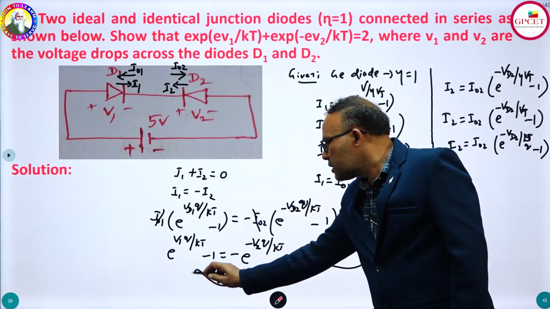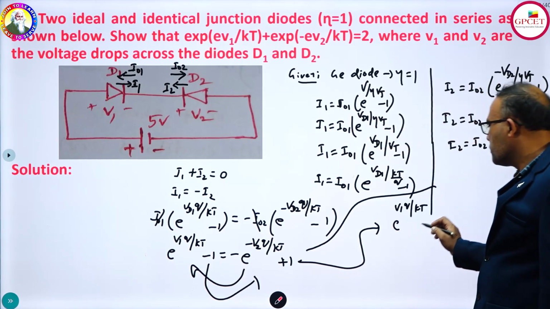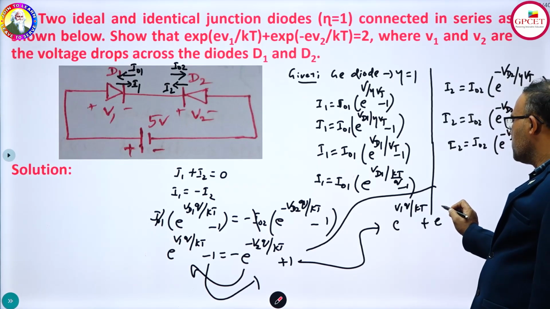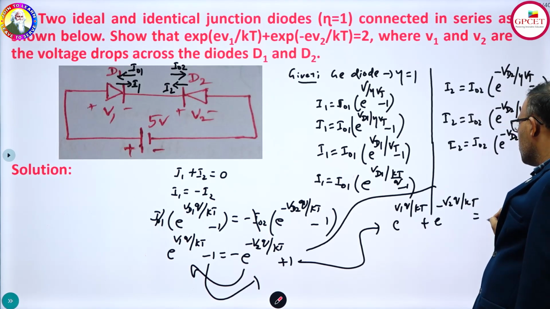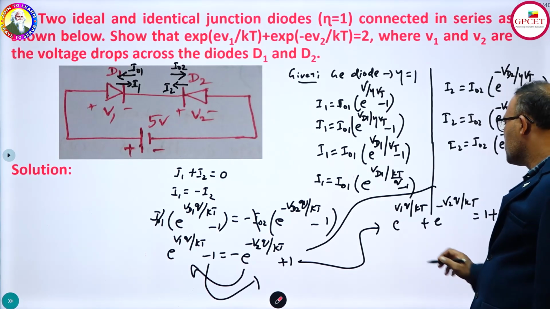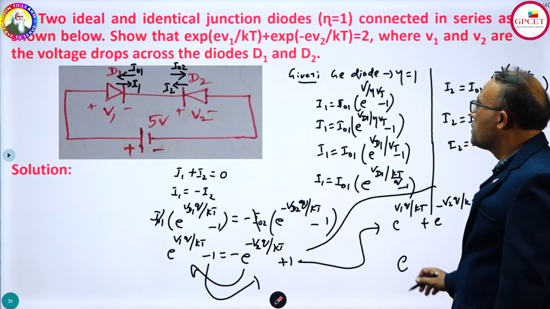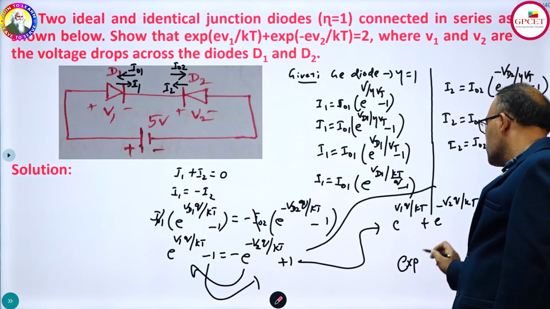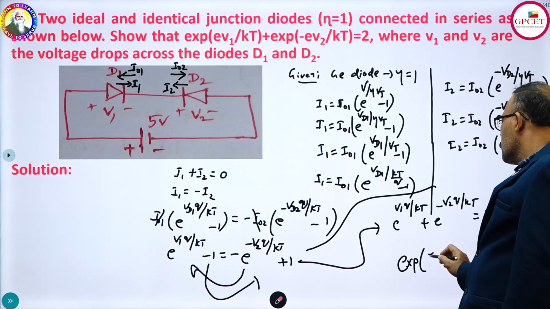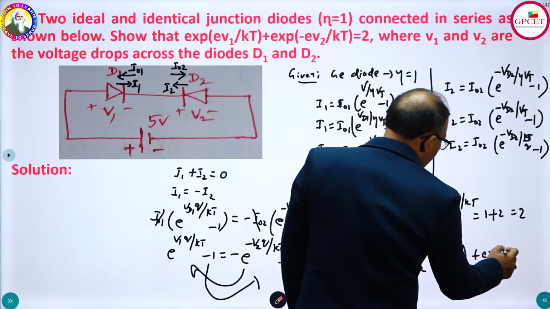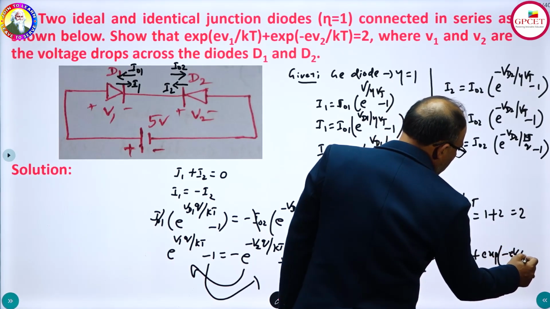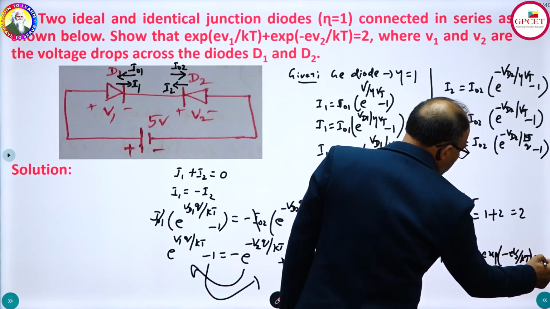Bring this equation to this side and bring this minus 1 to this side. What happens is plus e power minus V2 Q divided by Kt is equal to 1 plus 1, that is equal to 2. So I got an expression: exponential of eV1 divided by Kt plus exponential of minus eV2 divided by Kt is equal to 2.